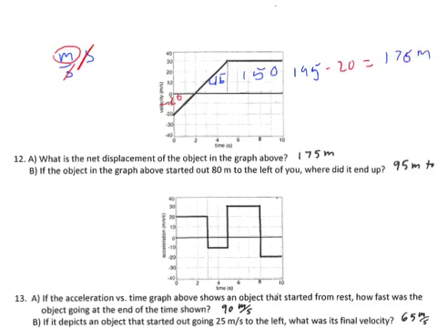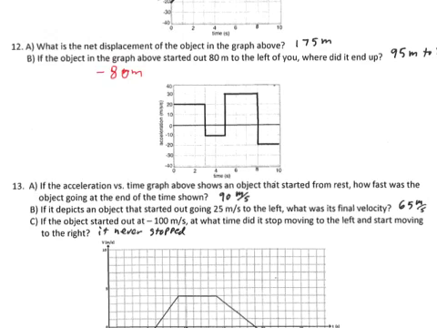Now if I look at the next one, if I start off 80 meters to the left of you, basically what I'm saying is we're starting off at negative 80 meters. And we're displacing 175 meters in the positive direction. So if I say negative 80 and add 175 to it, I get 95 to the right in the positive direction. Let's try the next one.